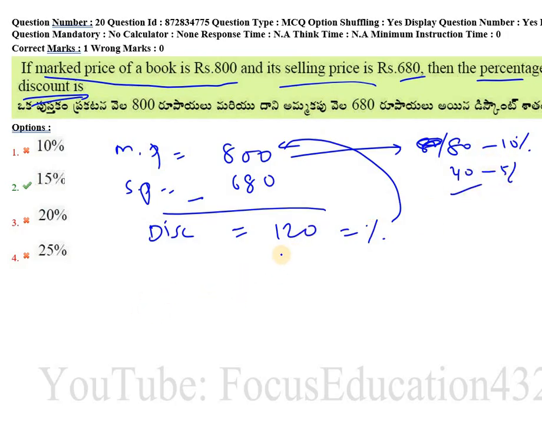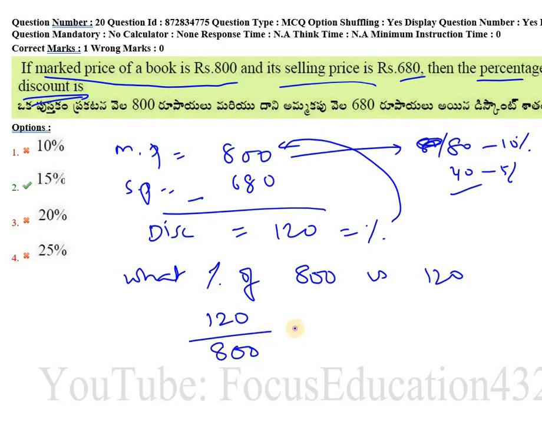Otherwise, the formula is what we use; the same question came before also in another exam. What percent of 800 is 120? If they give a discount of 120, how much percent are they giving? So whatever discount amount is given to you, you write in the numerator. Write the total amount, the actual price, in the denominator, multiplied by 100%. Cancel the zeros. What is remaining? 8 and 120. 8 ones are 8, remaining 5, 40. So 15% is the discount they have given. That is the answer.